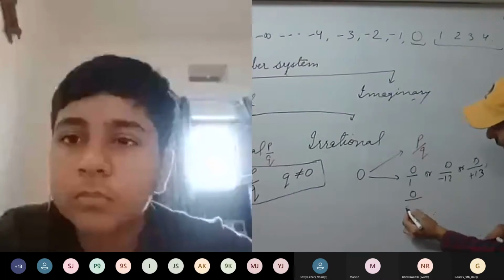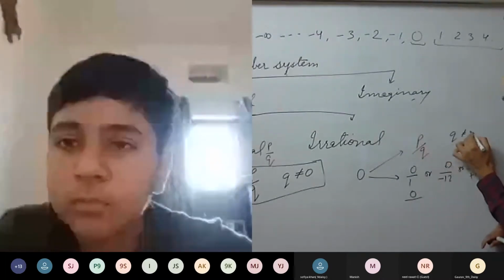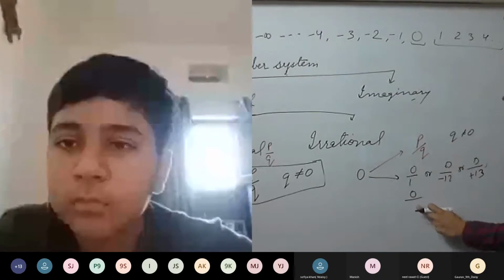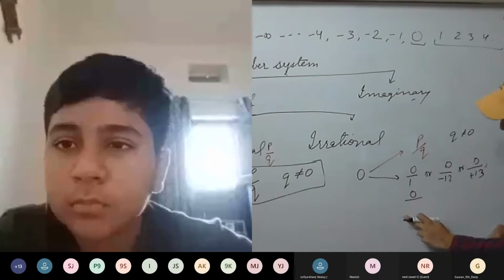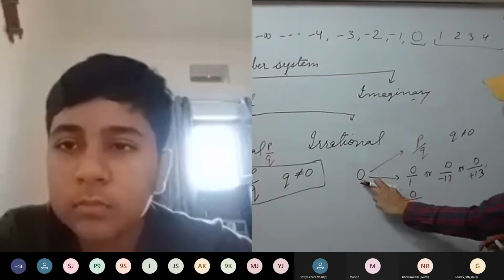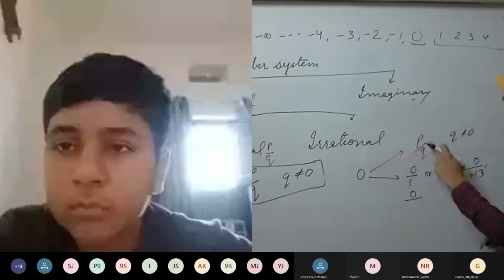So 0 divided by any number, q must not be equal to 0. We can take any integers only, not 0. Except 0, we can take any integer as denominator, and we can represent 0 in p by q form. Any number we can represent.